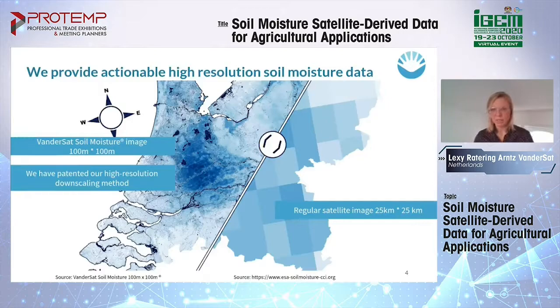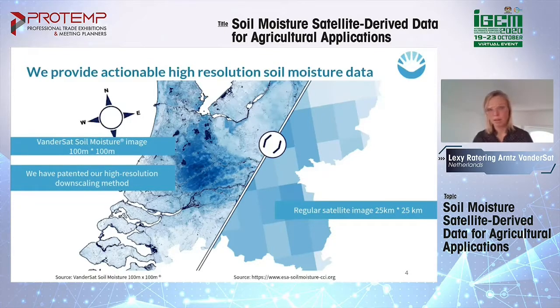So on the right side, you can see the publicly available data sets of soil moisture. In this case, you can go to the ESA CCI website and you can download these images for free. They're available at a 25-kilometer resolution, and they're actually specifically designed for the scientific community. And on the left side, you can see the Vandersat dataset, which has a resolution of 100 meters.